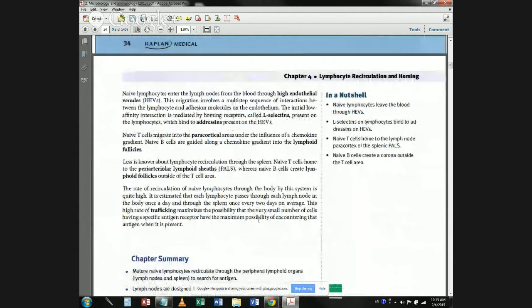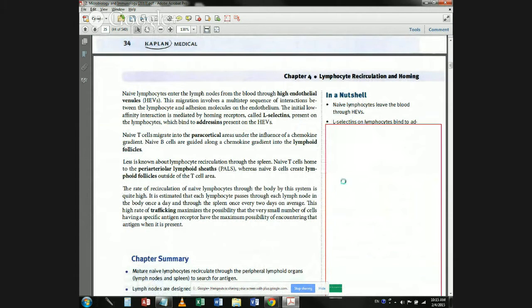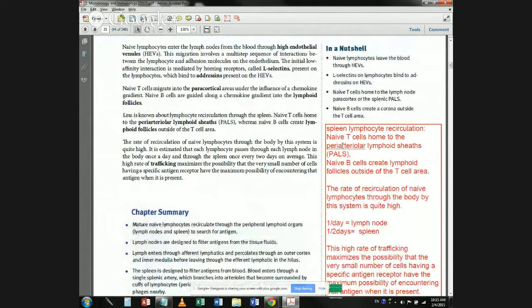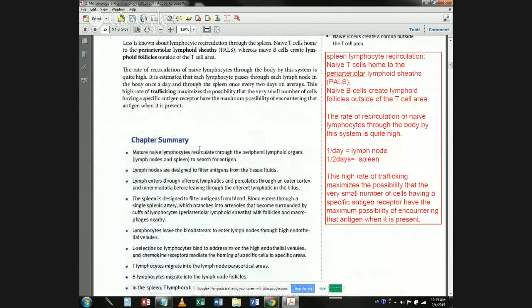Okay, so that would conclude this, I think. So what are our take-home points here? Our take-home points are that the naive lymphocytes leave the blood through high endothelial venules. And L-selectins are on lymphocytes, B and T lymphocytes. They bind to addressins on HEV. Naive T cells home to the lymph node paracortex or the splenic PALs. And naive B cells create a corona outside the T cell area. So they just crown that area. Okay, pretty explanatory. Kind of had to think in 3D, but I think I got through it.